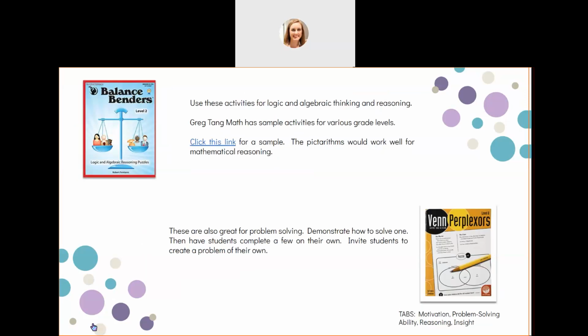So these activities would be great for logic and algebraic thinking and reasoning. The balance bender books show kids basically the balance of an equation, but it uses figures and shapes. And so you could introduce these to students and then have them create some of their own balance benders, see if they've transferred that knowledge.